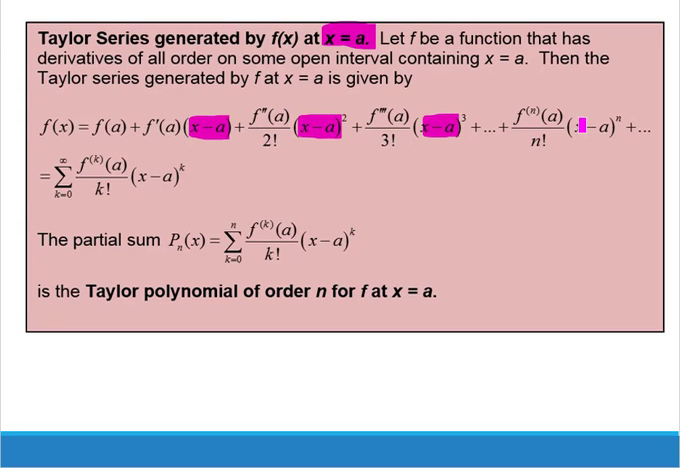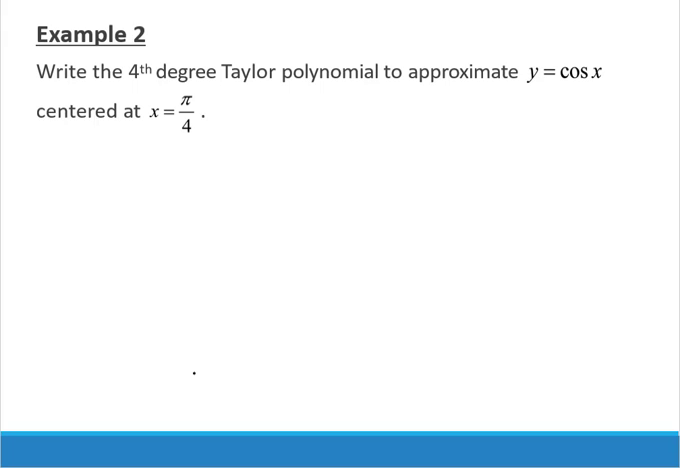So a Taylor polynomial, before we did a Maclaurin polynomial of order n, this is at x equals a. So our center basically is changed. We're changing where we're moving our graph, essentially. Okay, so I need a fourth degree Taylor polynomial for y equals cosine of x centered at x equals pi over 4. So get your derivatives.